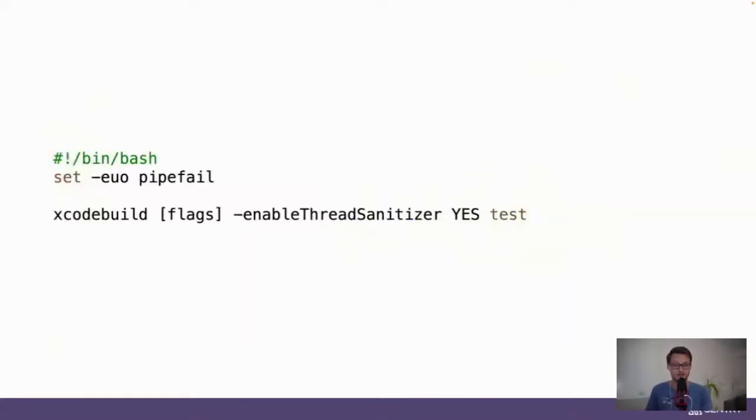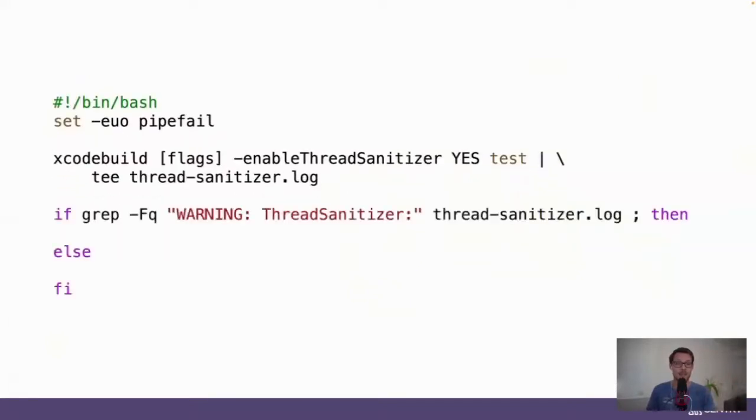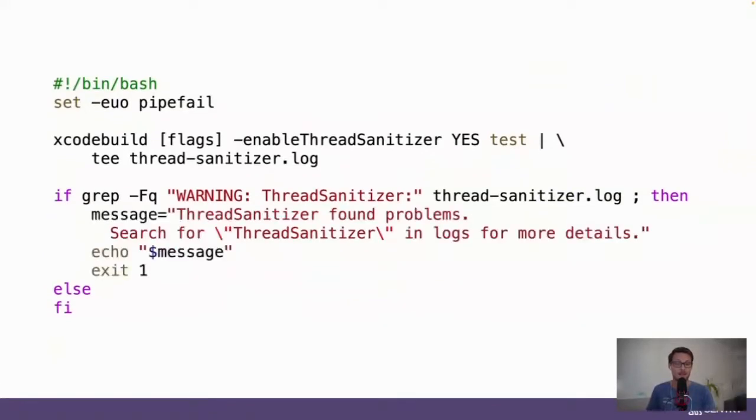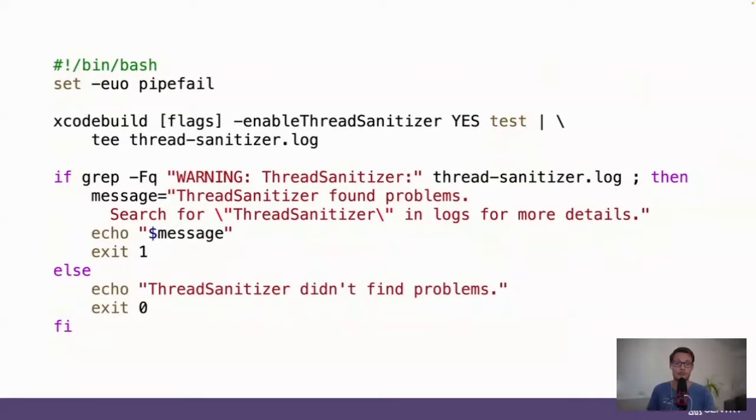How can I make this work? I again just store all the log output to my Thread Sanitizer log file, and then I just do a simple search in this log file if there is this warning, Thread Sanitizer. If I find it, I say exit 1, letting the job fail, also giving a short message on how to solve the problem, and otherwise I just say, hey, I didn't find any problems and everything is fine.